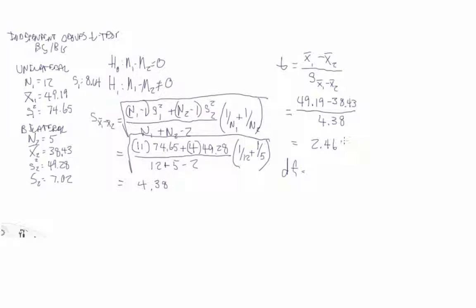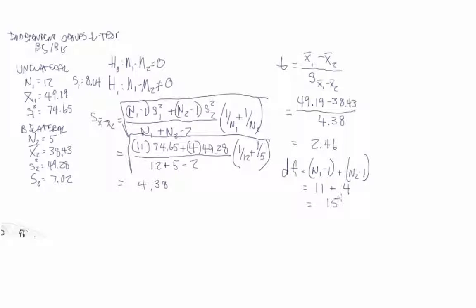We need to get our degrees of freedom. So this is our t obtained. So we're going to be very interested in that number. Our degrees of freedom is equal to n1 minus 1 plus n2 minus 1. And so 11 plus 4 is equal to 15.